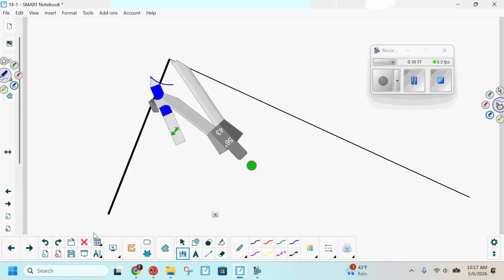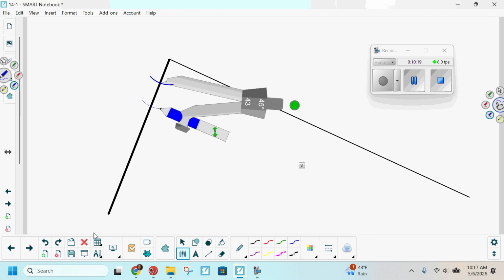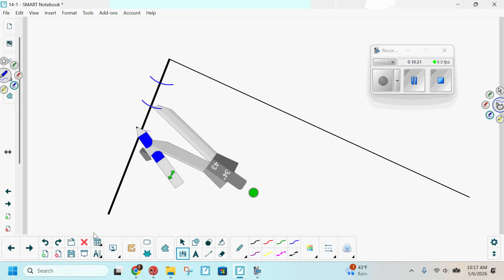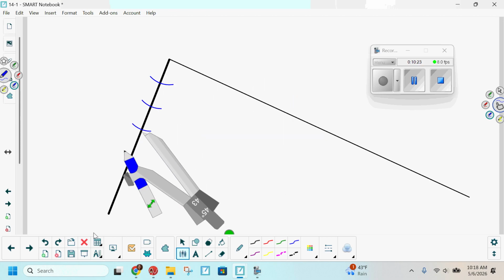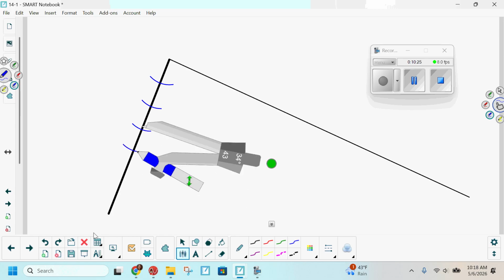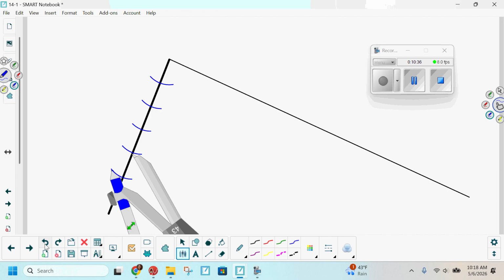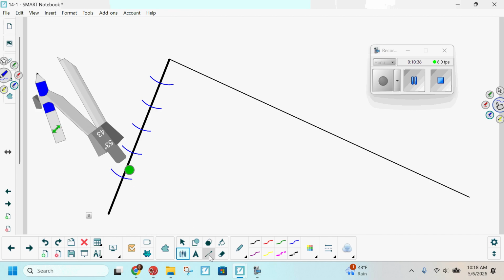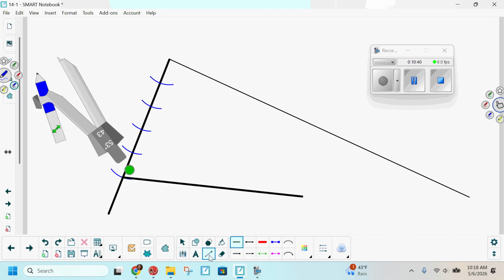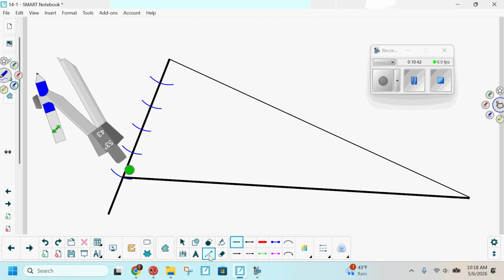So we've got 1, 2, 3, 4, and then 5. Okay, connect from the bottom of the last one to the bottom of the segment you're trying to partition.